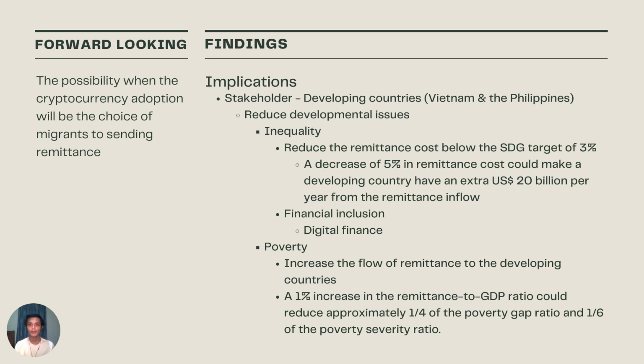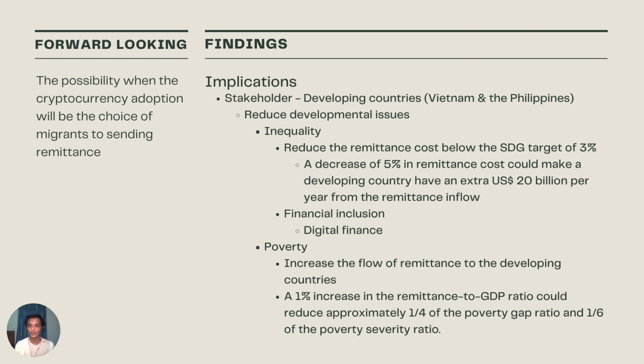For emerging economies like Vietnam and the Philippines, cryptocurrency adoption in the remittance market will reduce the developmental issues in the countries by reducing inequality as well as poverty. Using cryptocurrency for remittance payment will reduce the remittance cost below the SDG target of 3%. This will reduce the inequality among countries since every remittance corridor has a different average cost rate. The developing countries will gain an extra 20 billion US dollars per year from remittance inflow if there is a decrease of 5% in remittance cost.